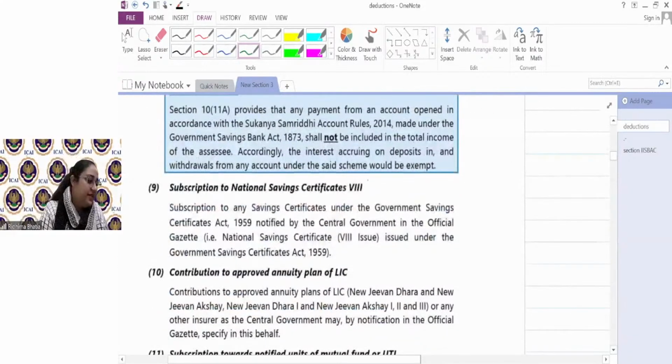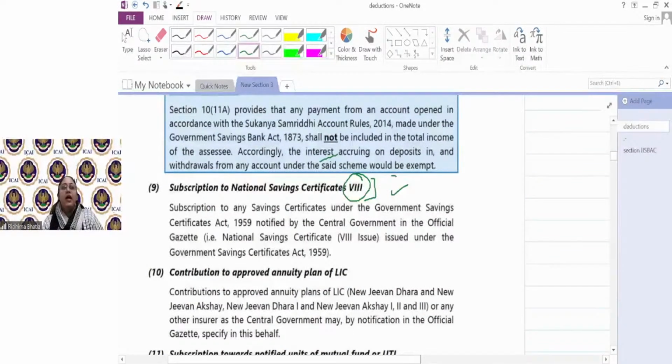Next is national savings certificates. Guys, government some time or the other they issue certain types of certificates in which you can invest. You get a good return of somewhere between 8 to 9%. And this subscription which you make to the National Savings Certificate, this is an eighth issue which is going on, is allowed as deduction under 80C.